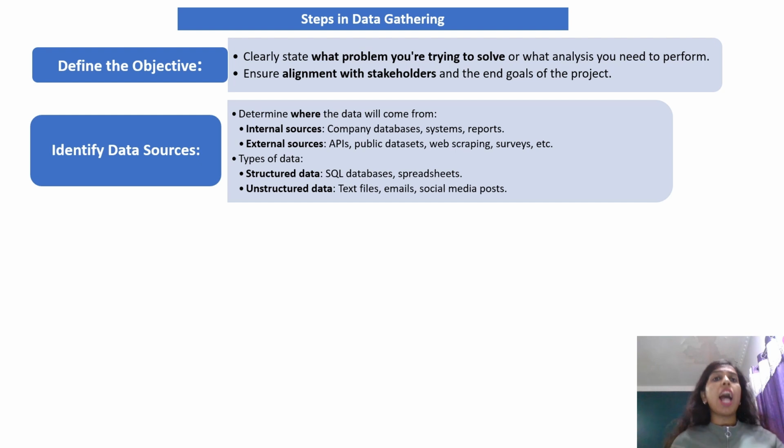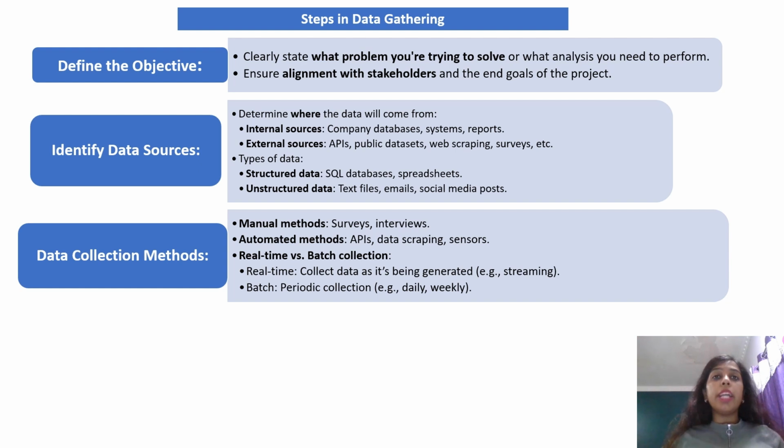Step 2. Identify data sources. Once you know the objective, the next step is to identify where the data is coming from. You have got internal sources like company databases or reports. Then you have got external sources like public APIs, web scraping, and external databases. Also keep in mind there's structured data like SQL databases and unstructured data like text files and social media posts. Each type of data has its own methods of collection.